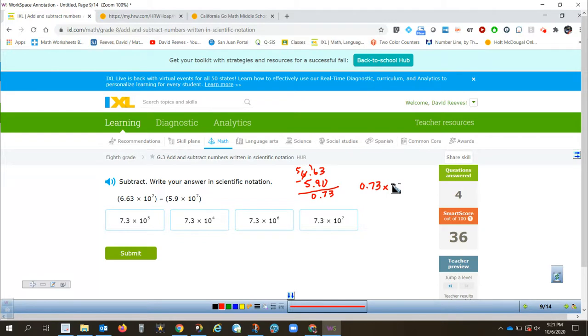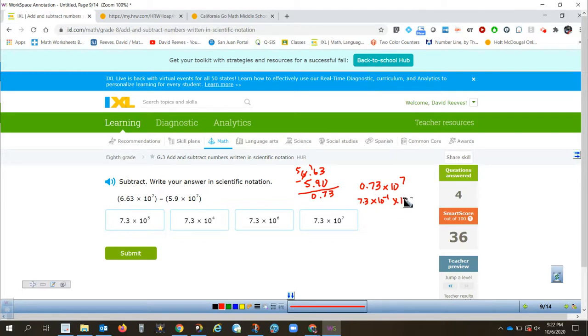I get 0.73 times 10 to the, what was my power? 7. But again, that's none of my choices because this is not written in scientific notation. So what do I have to make this number? It has to be bigger than or equal to 1, but less than 10, right? So that means it needs to be 7.3. But I just made this one 10 times bigger. So this has to be times 10 to the negative 1 power.